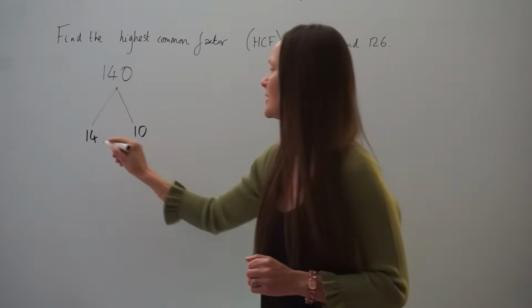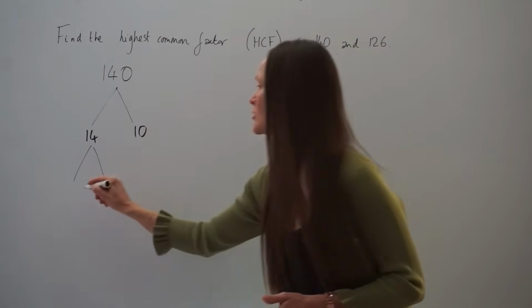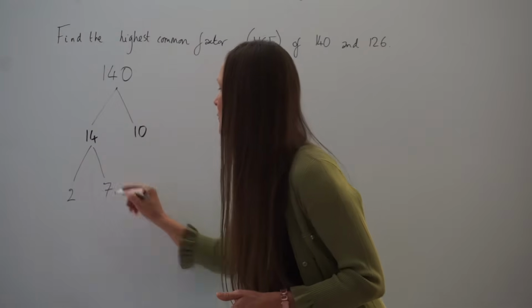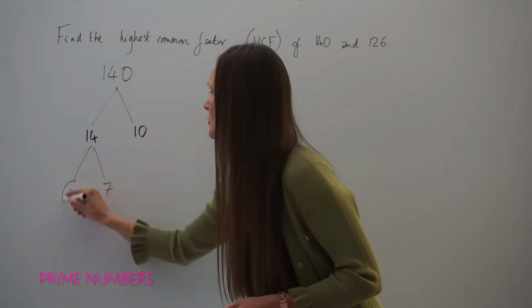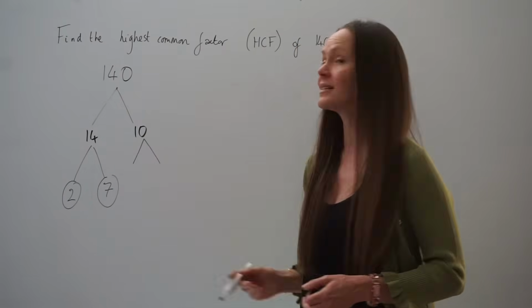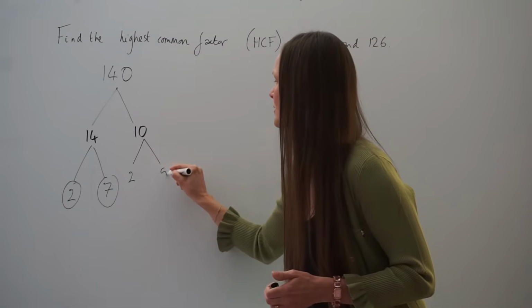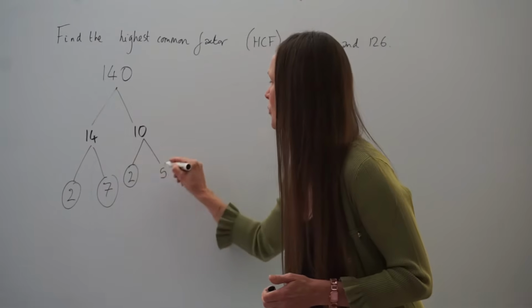So 14, two factors that multiply together to give 14 are 2 and 7, and both of these factors are prime, so I'm going to circle those. Two factors that multiply together to give 10 are 2 and 5, so I'm going to write those at the end of the branches, and these are also prime.